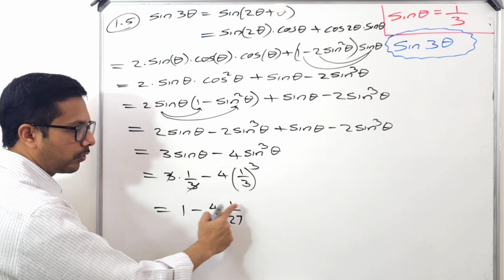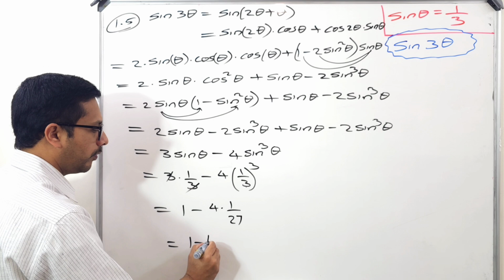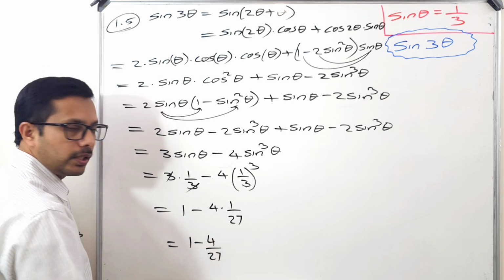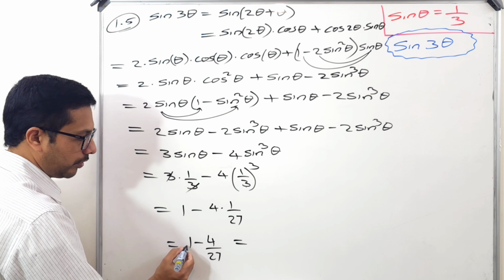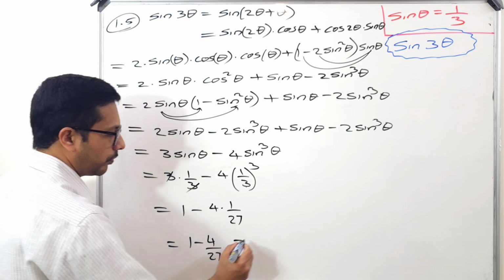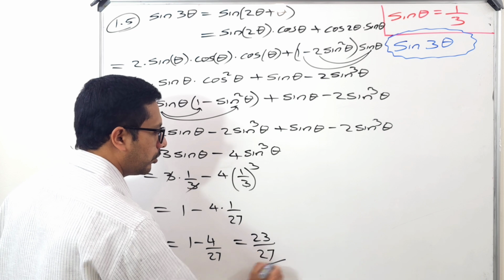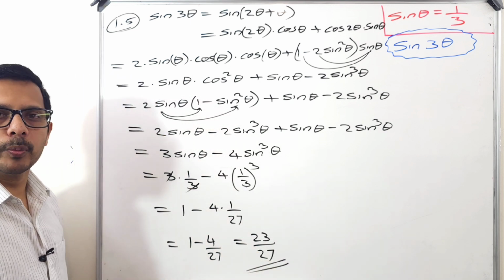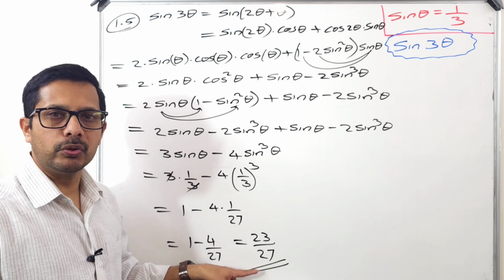Is it not this one? 4 times 1 is 4. Okay, so let's write 1 minus 4 over 27. So check in your calculator, what is the answer? 27 times 1 is 27, 27 minus 4 is 23. You can use your calculator. Okay, 23 by 27. So did you get a numerical value, a number, as the answer? What is the answer? 23 by 27.